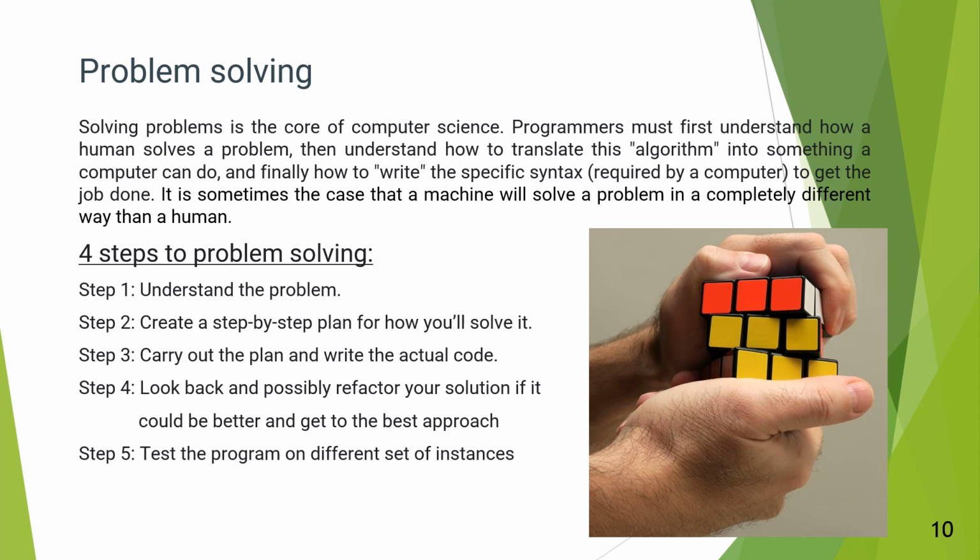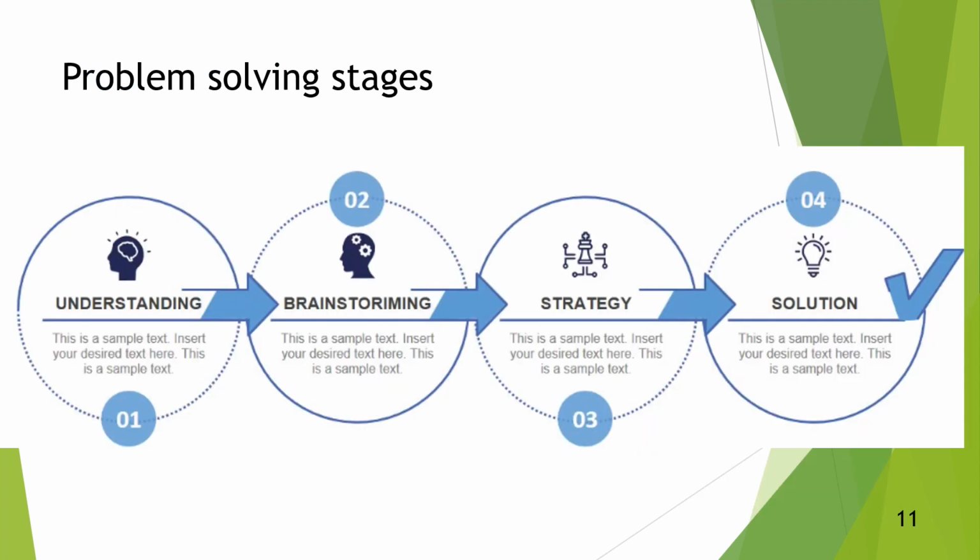The next step is to carry out the plan and write the actual code. And the step 4 is to look back at the code which we have written, and possibly refactor our solution and get an optimal solution for our approach. And the next step is to test the program on different sets of instances. So coming to the problem solving stages, we can briefly describe them as understanding the problem, brainstorming the problem, applying the strategy, and then getting a solution.